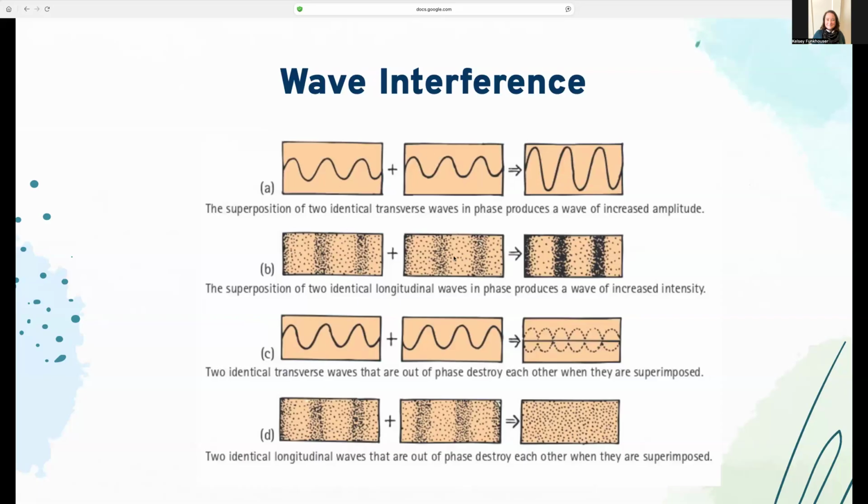So we have two waves in phase with each other. The peaks are in the same spot, the troughs are in the same spot. Then when they meet, they amplify each other and increase the intensity.